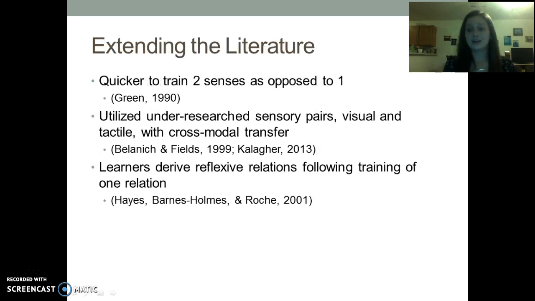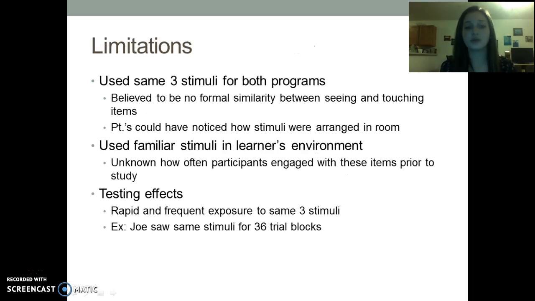So extending the literature that I expanded upon in my introduction, it was quicker to train 2 senses as opposed to 1 in my study as it was with Green in 1990. We also utilized under-researched sensory pairs, visual and tactile, with cross-modal transfer. And then finally, learners derived the reflexive relations following the training of just 1 relation, which is what was found in previous studies as well.